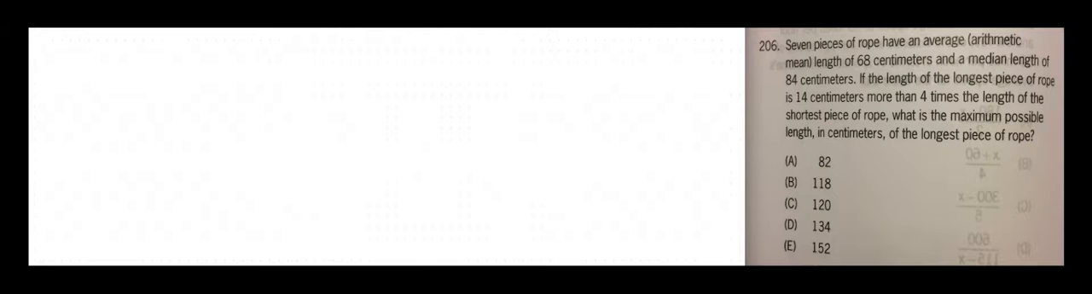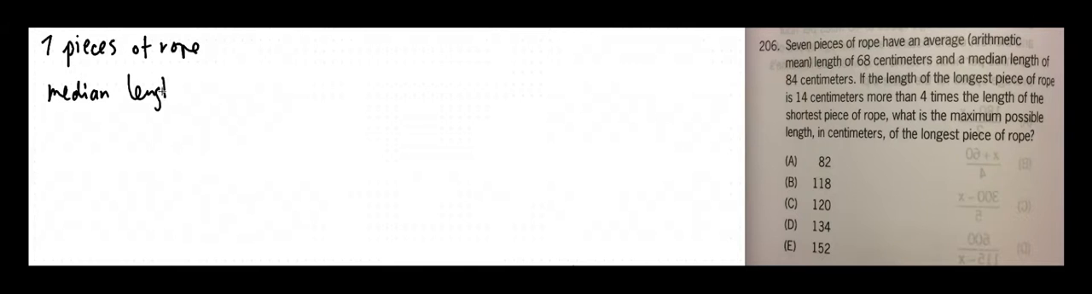Okay, let me see if I can get this. I don't know if I can get this all on one little thing here, but look, you have 7 pieces of rope, and it goes on to talk about the median length. Median length is 84 centimeters. Everything's in centimeters, so I'm not going to write that each time.